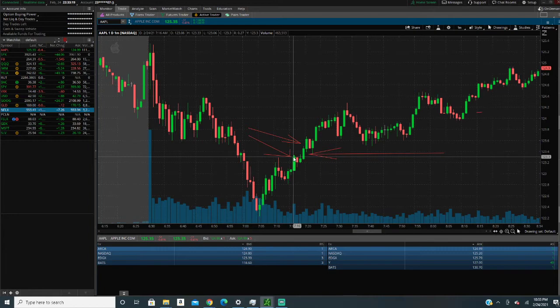Now, anyone new with options, 1 is equivalent to 100. So if the contract is 1.00, it's really $100. So my contract is 3.15. So $315 times 3 is $1,005 invested. So far I was invested with 3 contracts, which, like I said, is equivalent to $1,005.